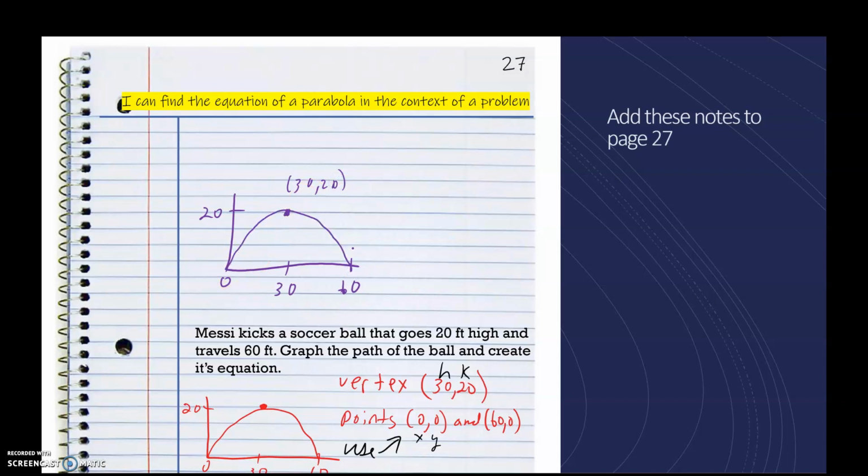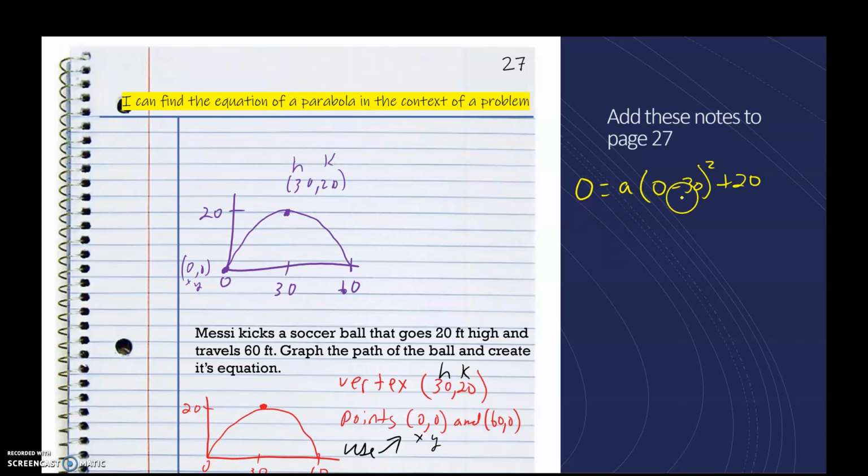Now, I know that this point over here is the origin, 0, 0. And that's going to give me an x, y value. The vertex gave me the h, k. So we're going to use those values to find the missing letter a. So I'm going to plug 0 into y, and then it's, don't know the a, 0 into x, my h is minus 30 to the second power plus 20.